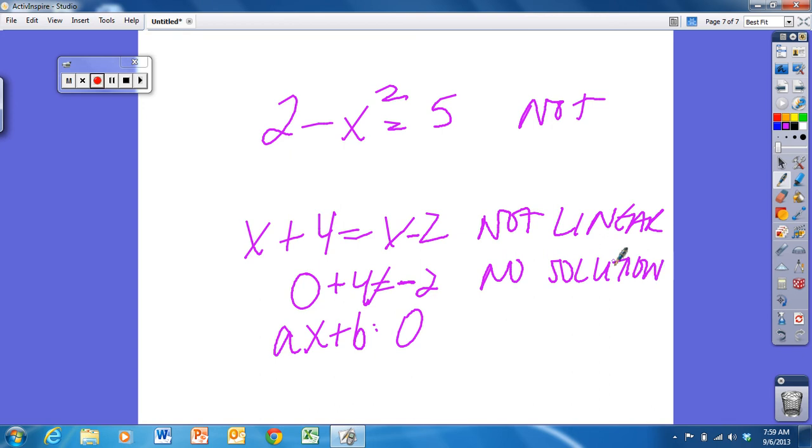So the rule is, for ax plus b, a and b have to be real numbers, and a cannot be 0. So when you simplify it, a cannot be 0.